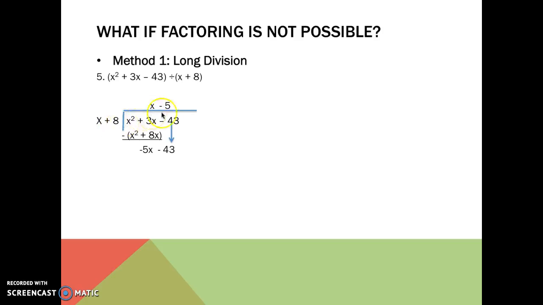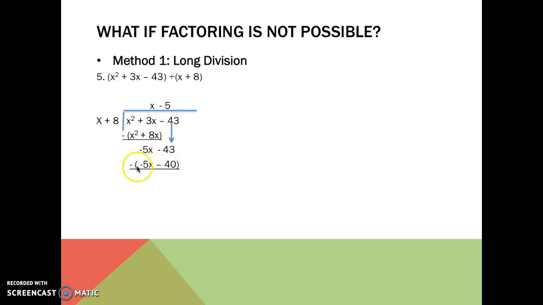Well, we want our next number that, when we multiply by x, we get rid of that 5x, because we want to find a remainder. So we want to take x plus 8 and multiply it by negative 5, because we want to get rid of this 5x right here. Okay, so when I multiply x times negative 5, I get negative 5x. And when I multiply 8 times negative 5, I get negative 40.